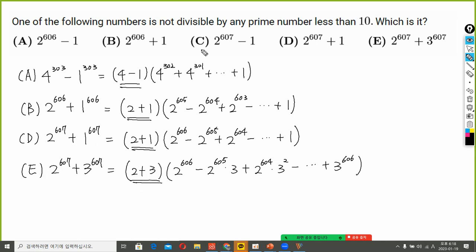But in the case of C, we can try this type of operation, but it becomes 2 minus 1. 2 minus 1 is 1, so we cannot make this prime number factorization. So the answer is C.